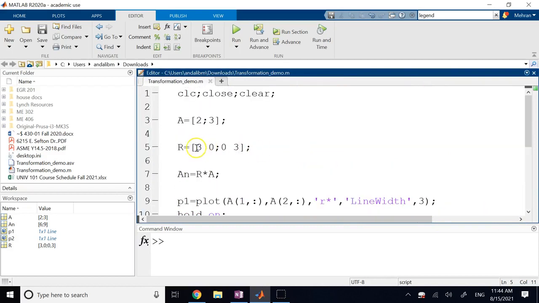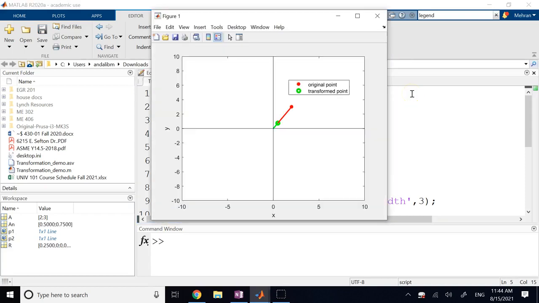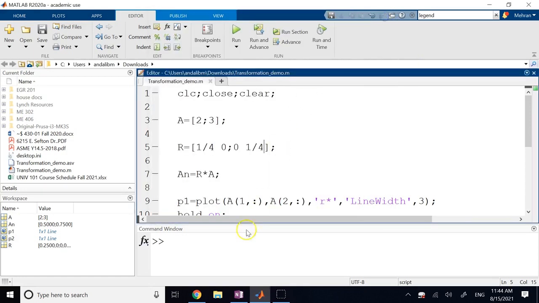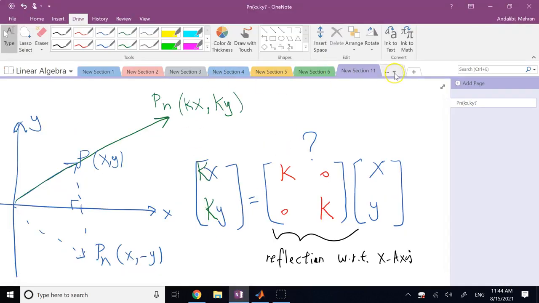Now, if I want to scale it down, I use 1/3, right? Or 1/4. So it's going to make it 4 times smaller, right? Look here. There we go. So you clearly see that's the scaling and reflection. What else do we have?